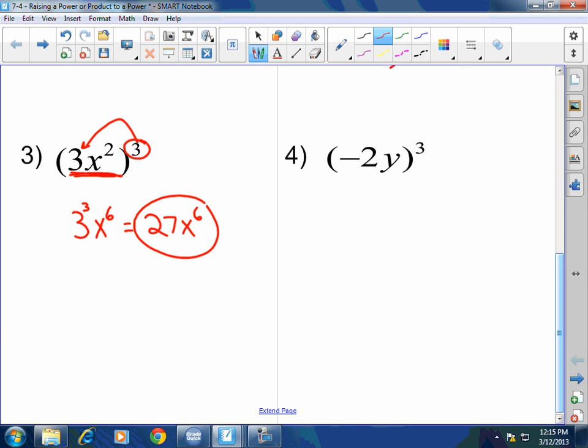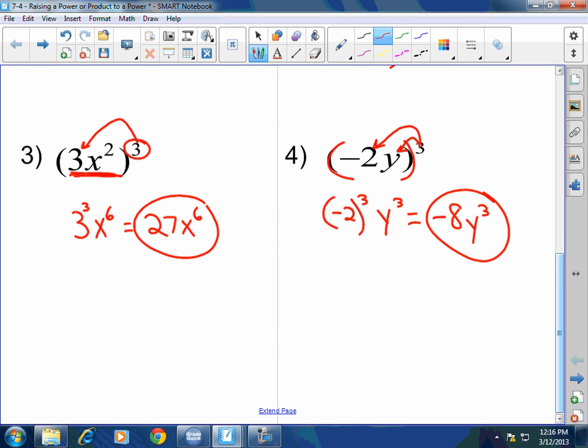What do we got here? Yes, actually, yes. Remember, you're distributing this exponent to everything. Now, isn't the negative inside of parentheses? So it's getting affected. So it's negative 2 cubed times y cubed, which is exactly what you said, my brother. Negative 8y cubed. Awesome. Does that make sense? Promise? Okay, we wrote them down.